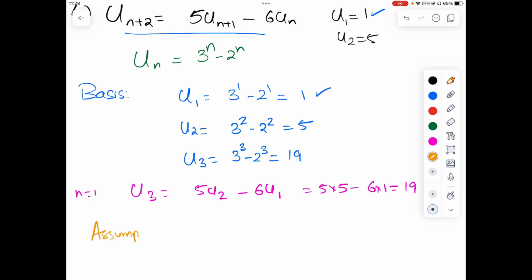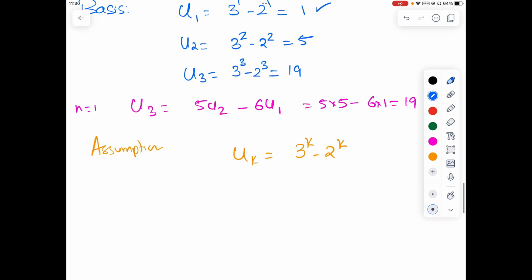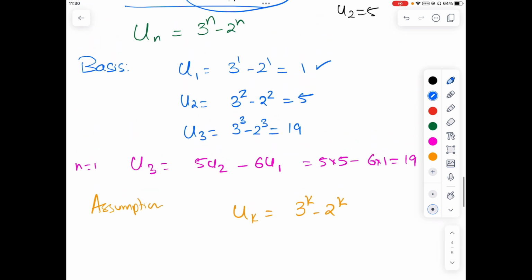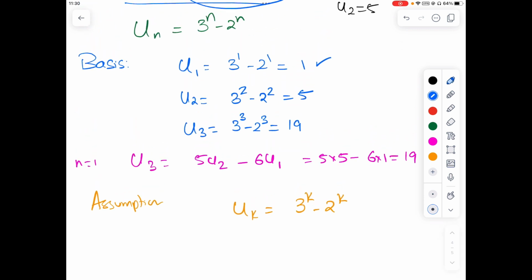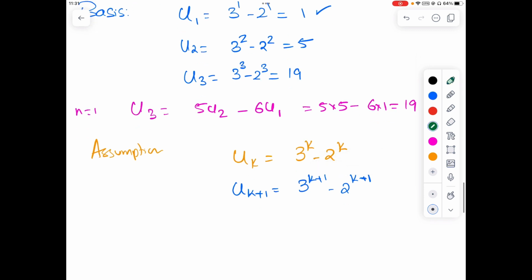Now our assumption. In assumption, what is that? uk equals 3 power k minus 2 power k. Now I have to prove by induction. u1 and u2 have been given. So what am I going to do in assumption? An extra step, uk plus 1 equals 3 power k plus 1 minus 2 power k plus 1. In these kinds of steps, two assumptions are taken. Now inductive step. So plug in k as k plus 1.